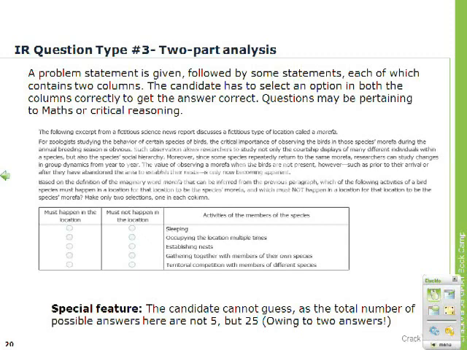Right? Candidate cannot guess as the total number of possible answers here are not 5 but 25. So, you cannot say that I'll just pick something here, something there, etc. Right? Because there are 5 options here, 5 options here. You have to get all the 5 options bang on target. Right? So it's 1 by 2 into 1 by 2, 1 by 32 probability that you will get the right answer if you guess. Not 1 by 5. Right? Do a sample question.